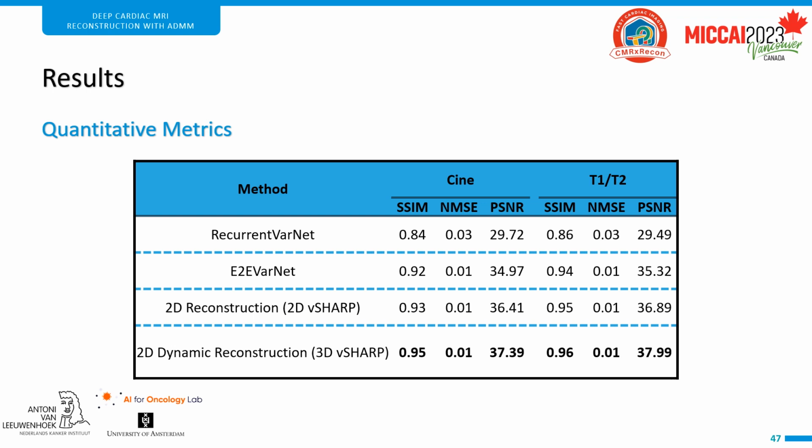In the table, we provide an overview of the reconstruction evaluation results on the validation dataset provided by the challenge evaluation tool. As you can see in the table, both 2D reconstruction and 2D dynamic reconstruction with V-SHARP yielded superior results in terms of quantitative metrics, surpassing both the recurrent VarNet and the end-to-end VarNet. Notably, as expected, the 2D dynamic reconstruction setup outperforms the 2D reconstruction for both Cine and multi-contrast tasks.